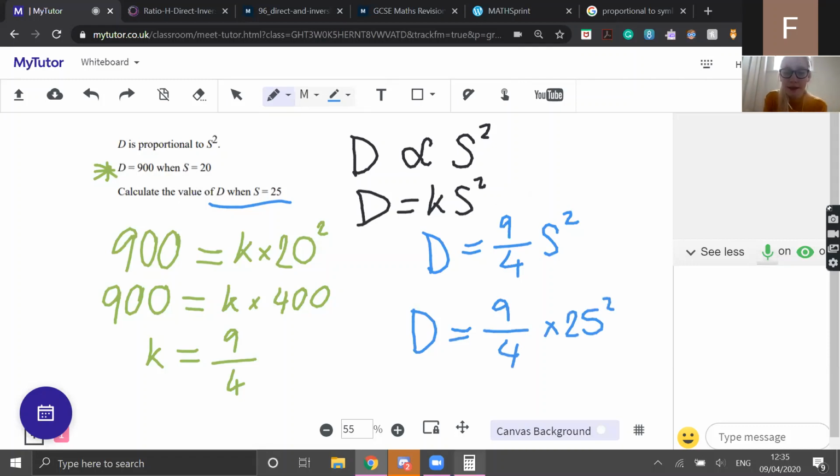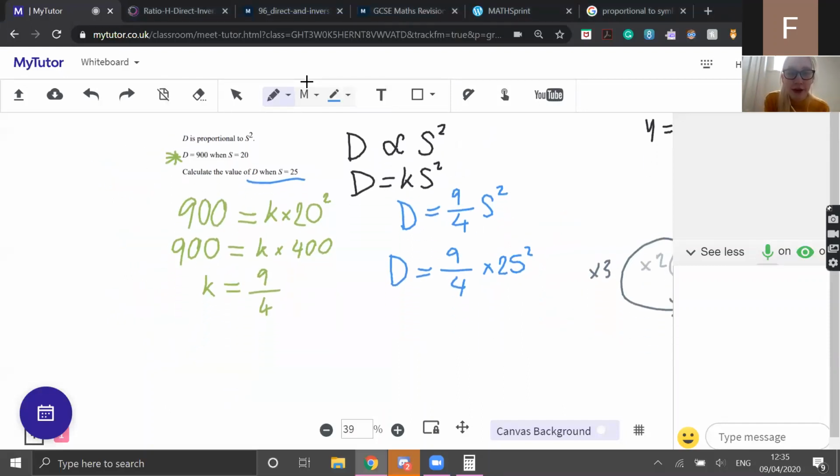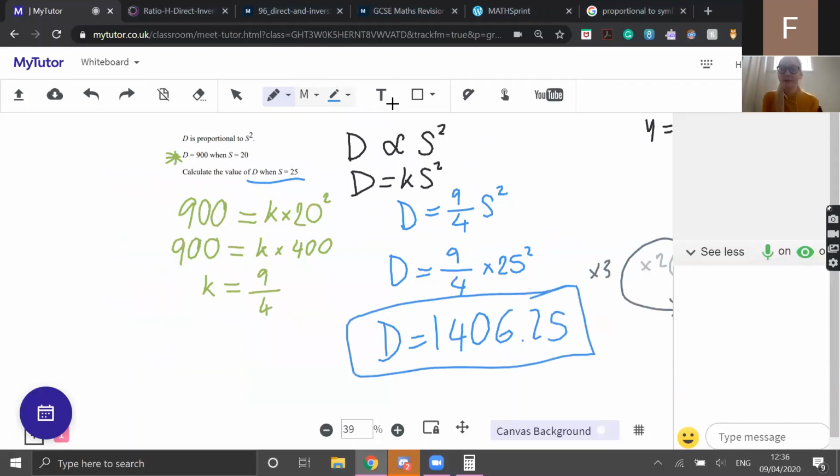So now we'll just pop this into the calculator. So 25 squared times 9 divided by 4. Obviously on your calculator you'll be able to put that in as a fraction and whatever. Because I'm on this calculator, it's different. So 1406.25. So D equals 1406.25. So hopefully a couple of you got that early, actually. Perfect. Cool.